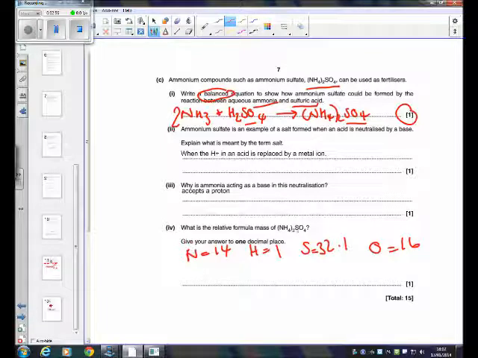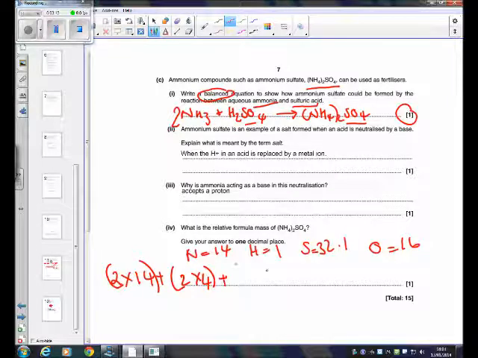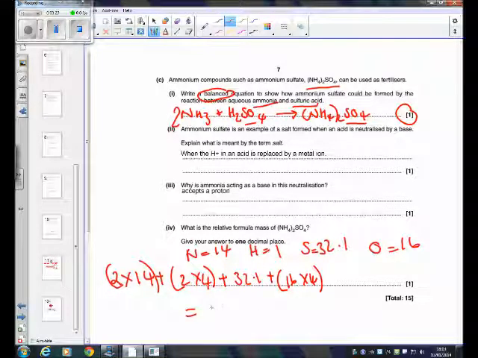So we've got 2 times 14, add 8 times 1, add 32.1, add 16 times 4. And that gives us a sum of 132.1. And that is the answer for 1 mark.